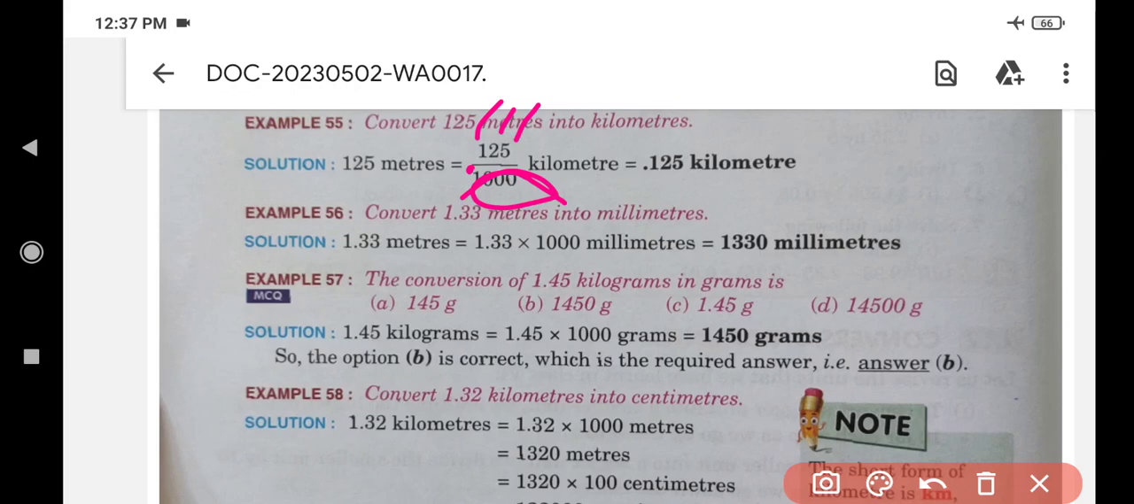Then next example 56, convert 1.33 meters into millimeter. Here we convert a bigger to a smaller unit, so we just multiply. Then example 57, conversion of 1.45 kilogram into gram. 1 kg is equal to 1000 gram, then you multiply by 1000. Then example 58, convert 1.32 kilometers into centimeter. 1 kilometer equals 1000 meter, so we get 1320 meters. After that, to centimeter, again multiply by 100. You multiply, then you find the answer.